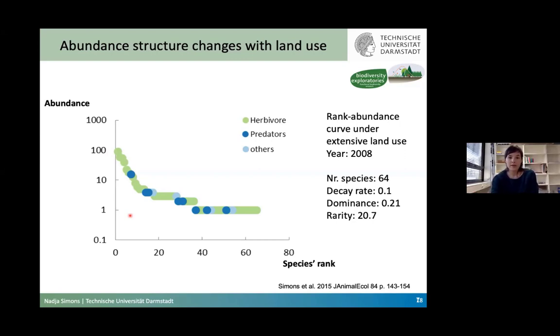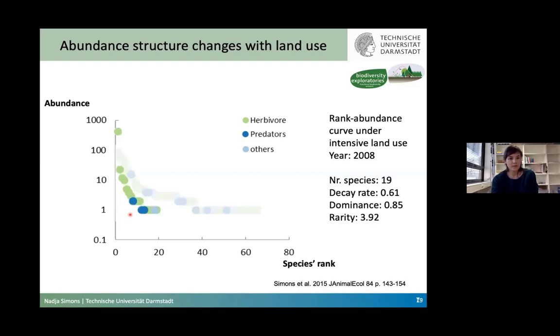We can now compare this with a community from an intensively used grassland. So here you see the community from the intensively used grassland and the other community still in the background. So the first difference is we have a much lower number of overall species, and the most abundant species has a much stronger dominance in the community. So in fact, 85% of all individuals in this community belong to this one dominant species.